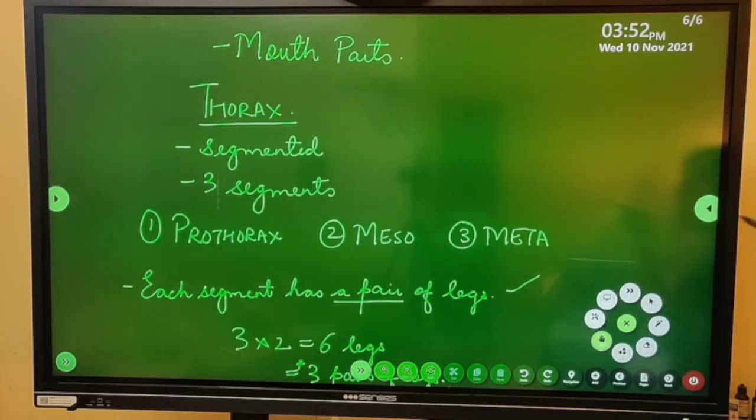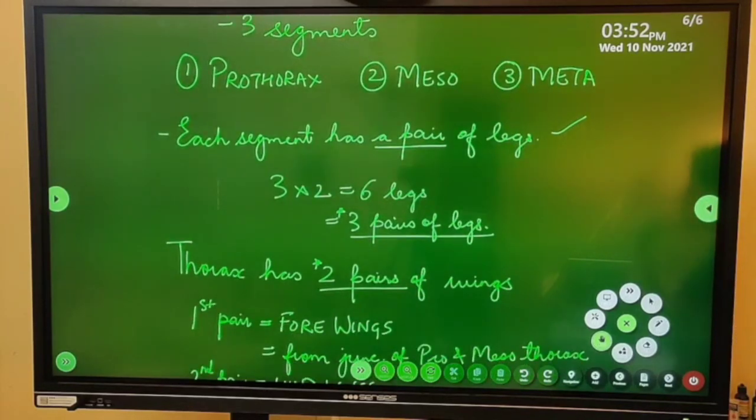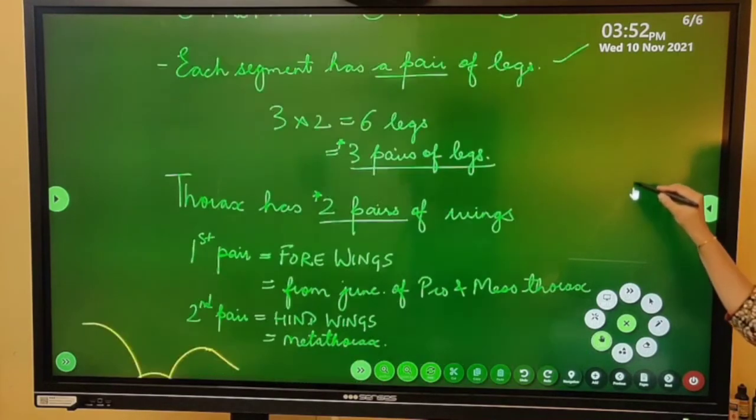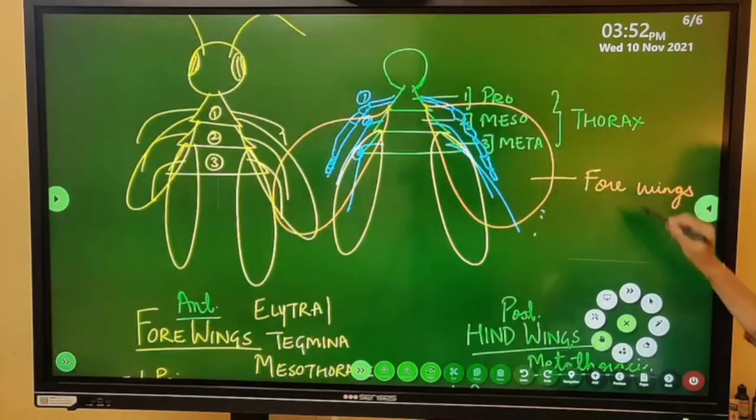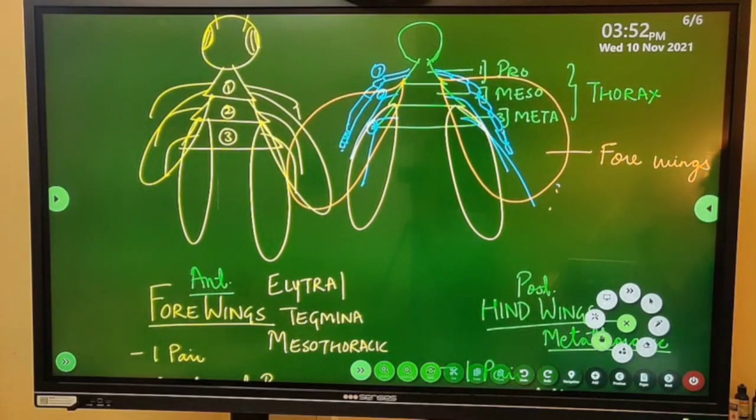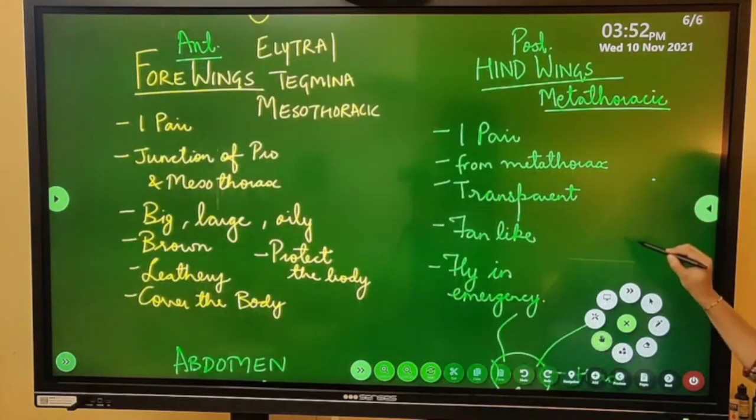MCQ. 3 segments हैं तो pair हैं तो total legs हो जाएंगे 6. That is 3 pairs of legs. Thorax has 2 pairs of wings. MCQ. First pair is the forewing, which comes from the junction of pro and mesothorax. Second is the hind wing. So we saw this in diagrams also. 3 pairs of limbs, 3 pairs of legs, 2 pairs of wings, and the difference between the forewing and the hind wing.